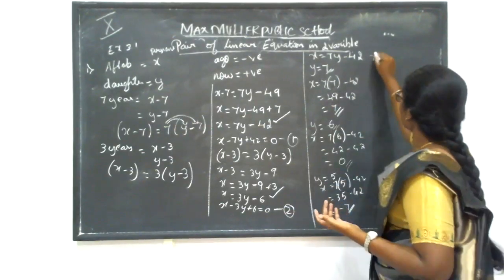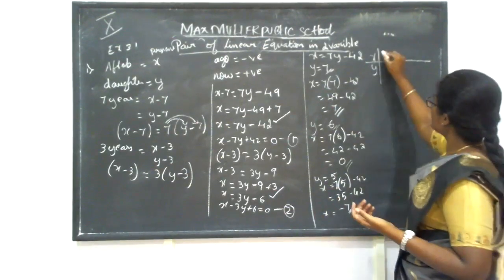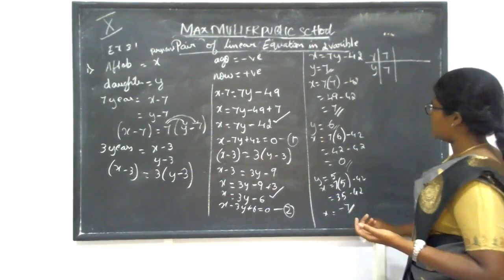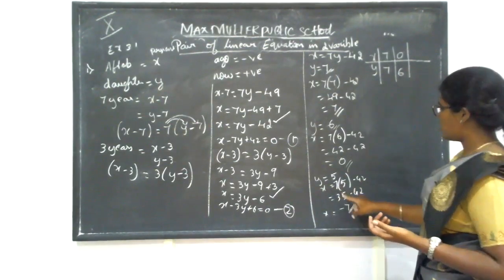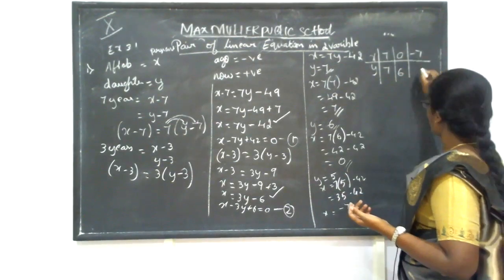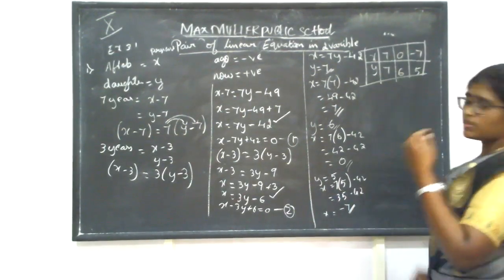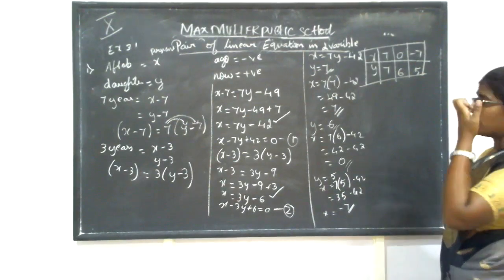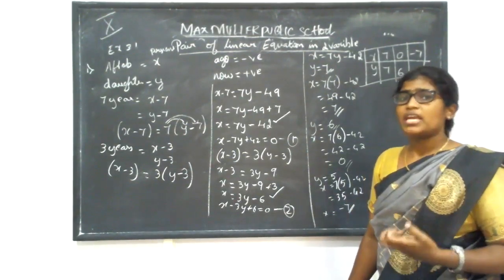Okay. So it will be x and y. Write the tabular column. When x is equal to 7, y is also equal to 7. When x is equal to 0, y is equal to 6. And x is equal to minus 7, y is equal to 5. Clear with the things? Yes. So these are the things. This is the way you are going to form the equation.